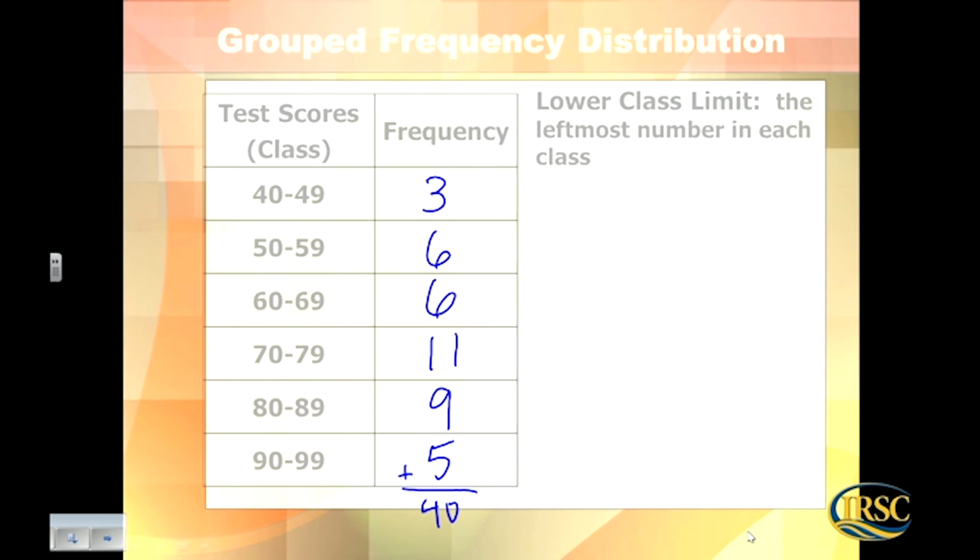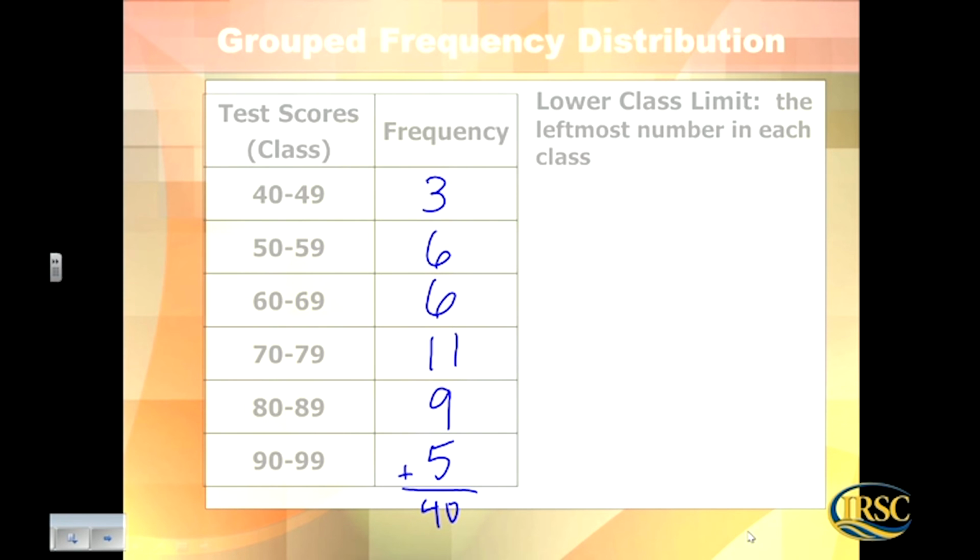How many total classes do we have in this table? 6. There are 6 classes. So what would the lower class limit be in the third class? 60 is correct. So the third class would be 40s, 50s, 60s. The lower class limit is the lowest number in that class, so 60.